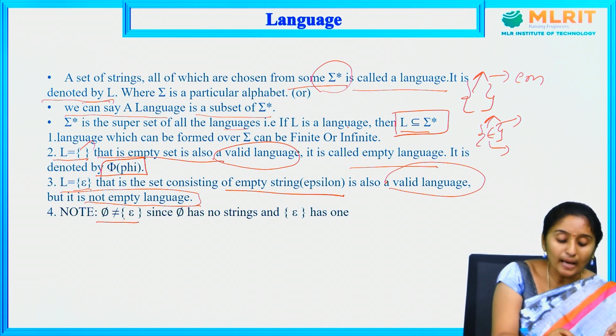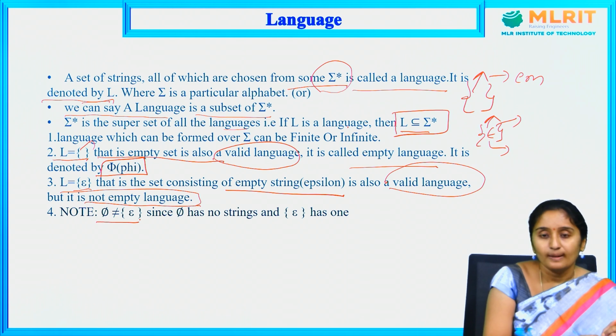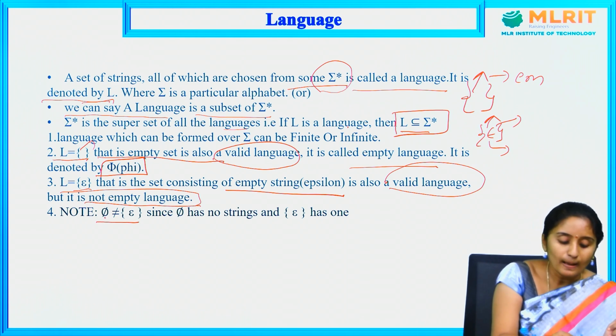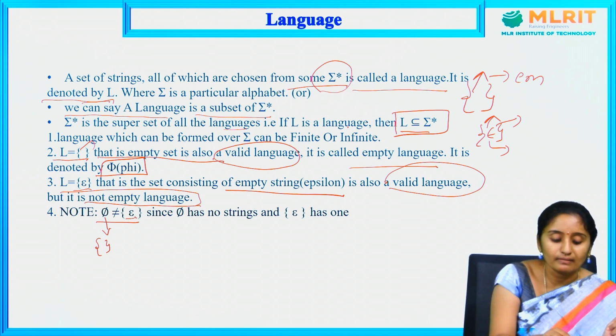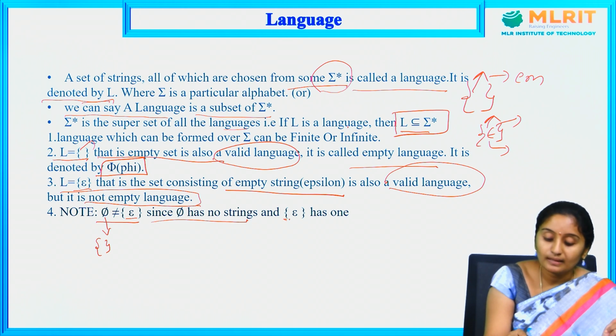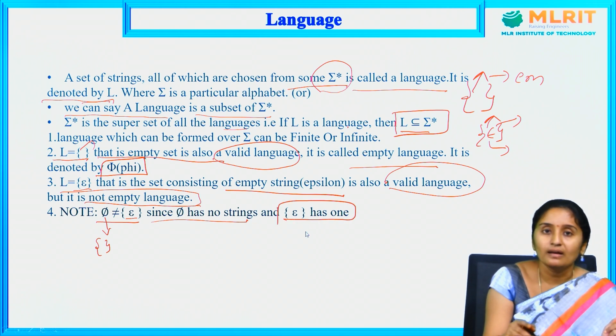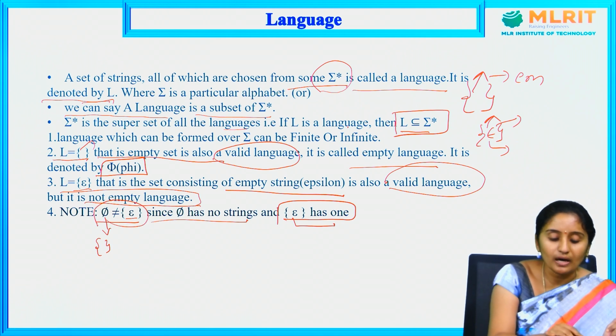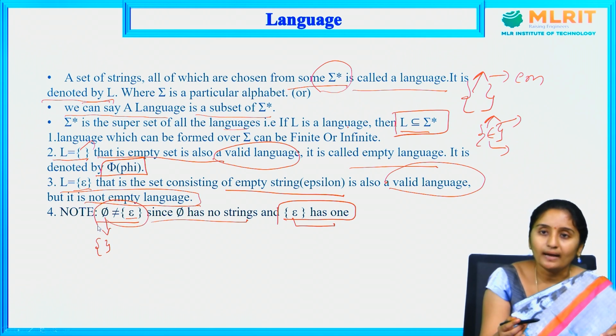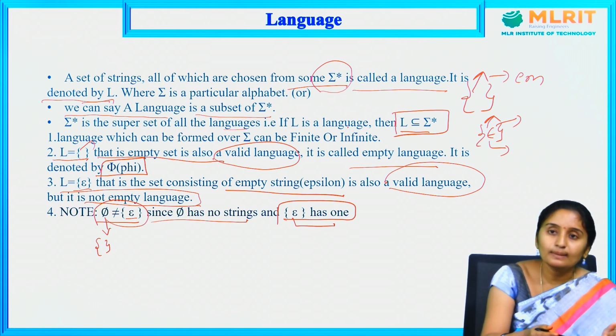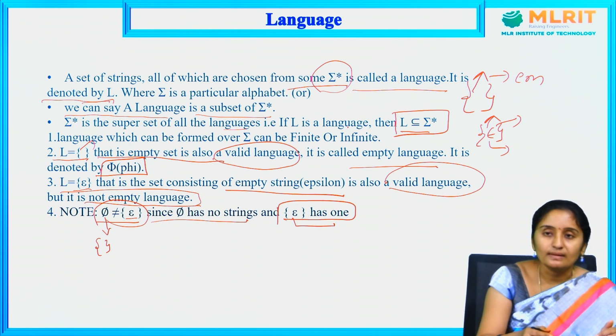Note here: phi is not equal to epsilon. Phi is written as empty brackets, and here something is written, that is epsilon. Phi has no strings, but here epsilon is present. That's why these two are not equal. Phi is the empty set and epsilon is the empty string. An empty string is present.